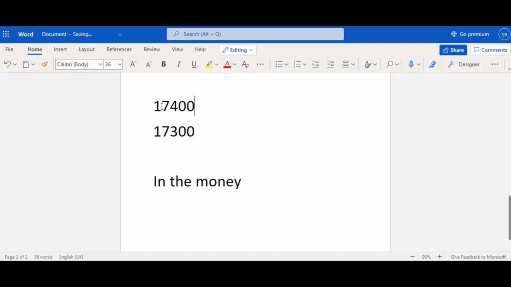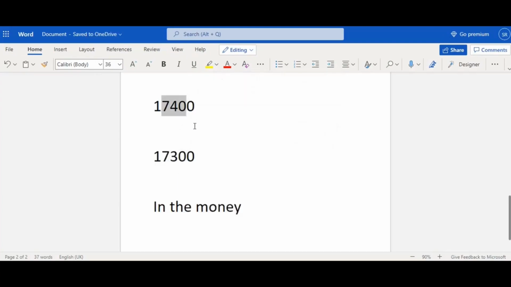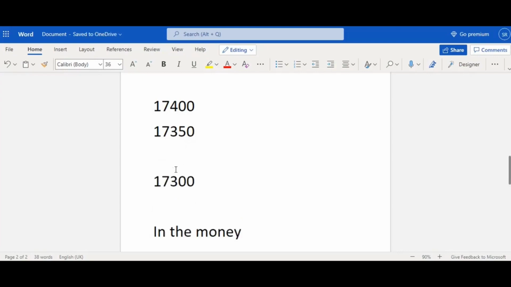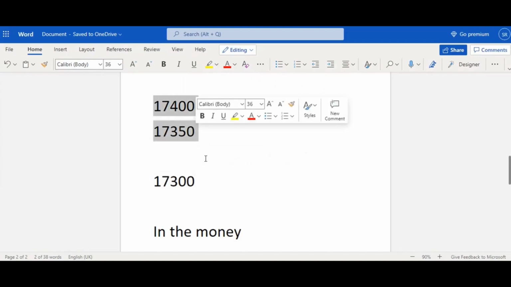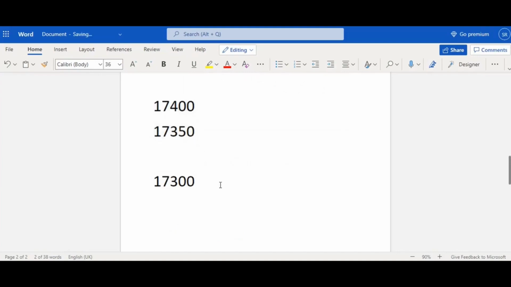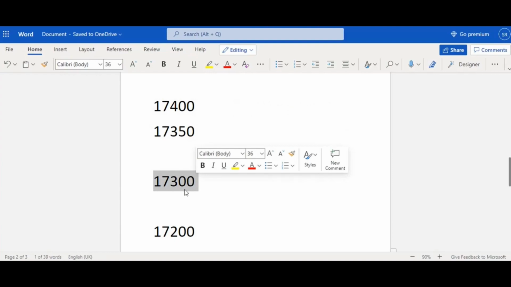This level is not yet achieved, or let's say the 17,350 level is yet to be achieved. So this is why it is out of the current price, out of the current trading range, and that is why it is called out of the money options. Okay, so in the money options are basically those which are inside the price range. Out of the money are those which are outside the price range. And what is ATM? ATM is basically at the money. So whatever price it is trading at is basically the at the money option.